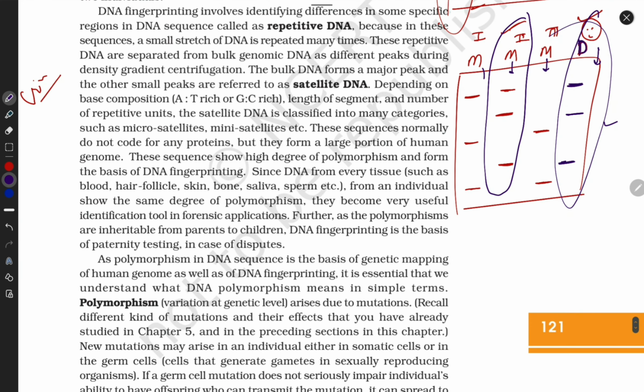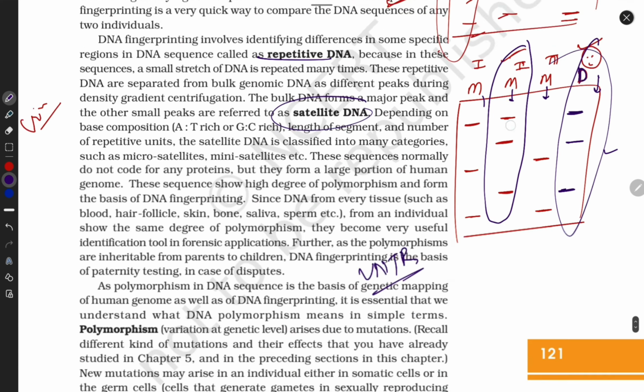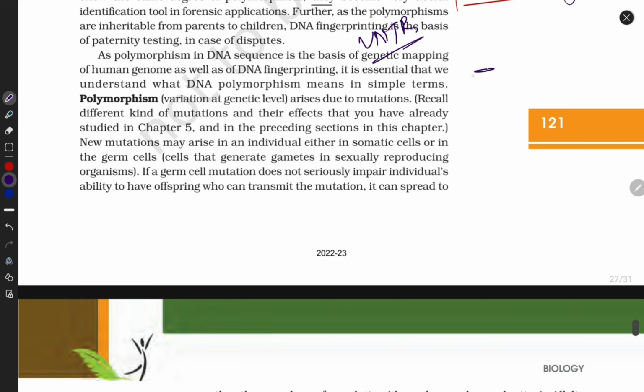This DNA is none other than satellite DNA. We take only small repetitive sequences, which we call VNTR. So this technique is very useful. How do we calculate? Take some DNA samples; it may be from a crime scene, a blood sample, a semen sample, hair, nails, whatever.